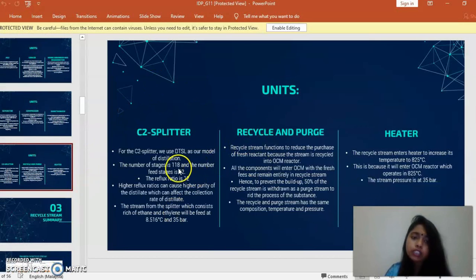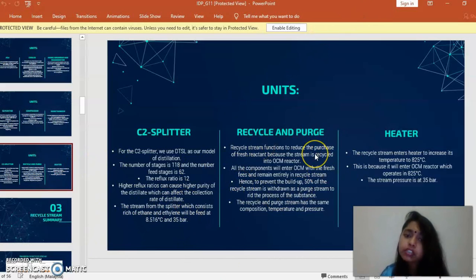The C2 splitter is used as our distillation model, with 118 stages, feed stage 62, and a reflux ratio of 1.2. A higher reflux ratio can cause a higher purity of the distillate. This unit operates at 8.516 degrees Celsius and a pressure of 35 bar.